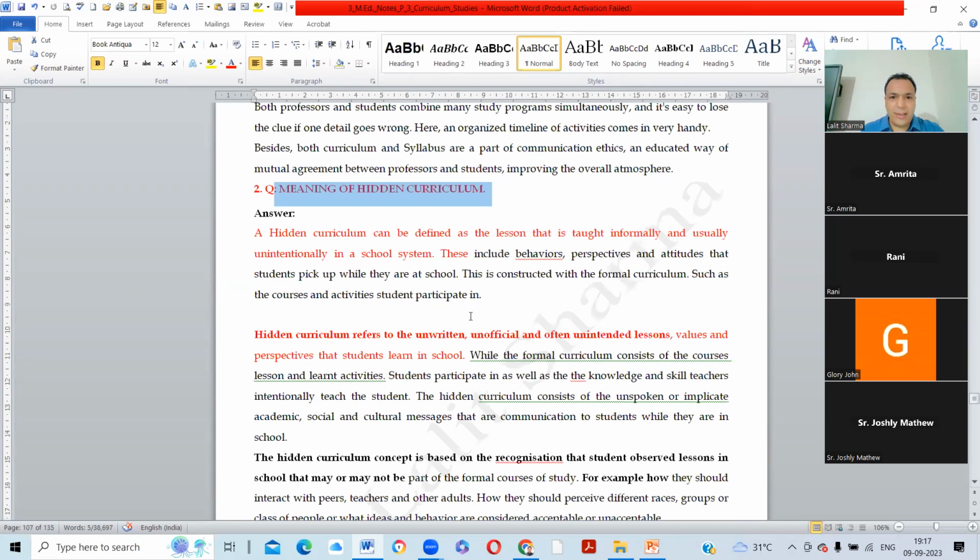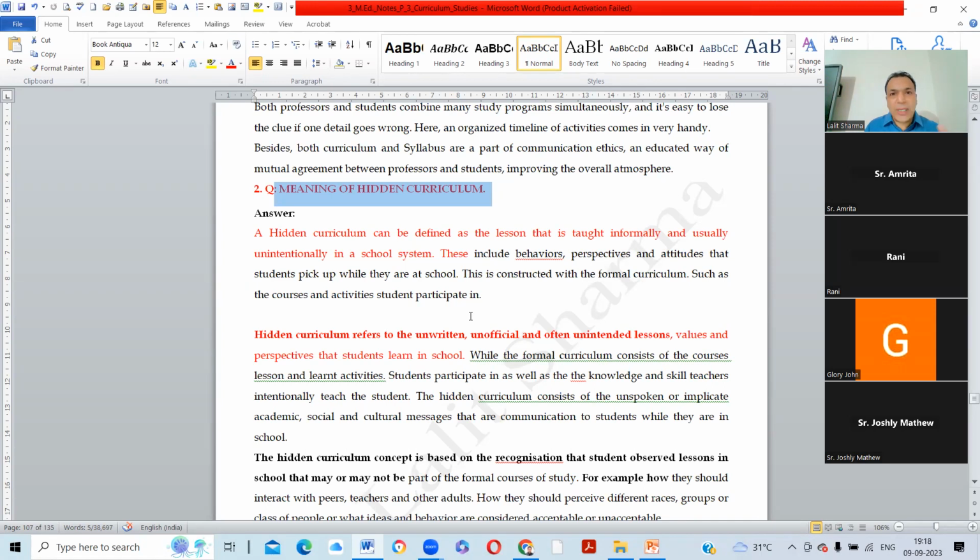Which is an unwritten, unofficial and unintended lesson. ये कहीं पे बनता नहीं है. We don't make it. Basically, we make the curriculum. According to the curriculum, we act. But what happens? For example, during the break, a student talks with another student. What he is talking about, what he is planning, whether he or she is using abusive language or not, we never know about it. We don't make such kind of a curriculum.